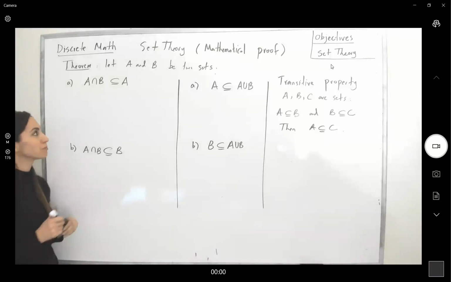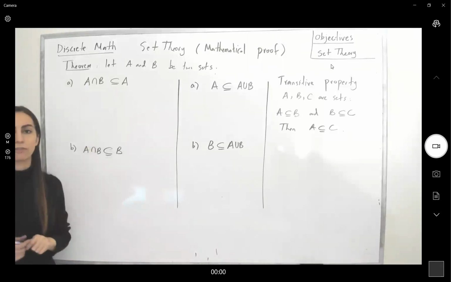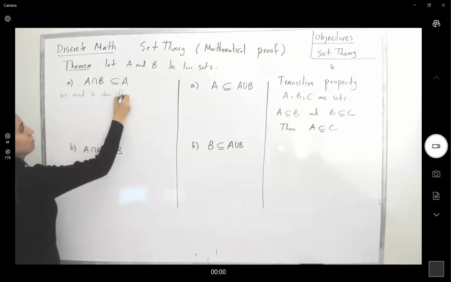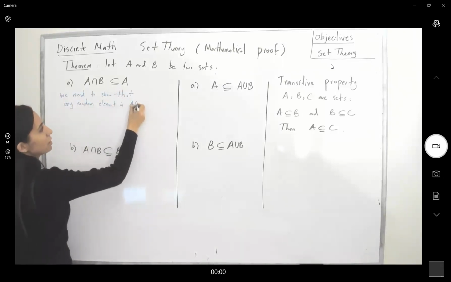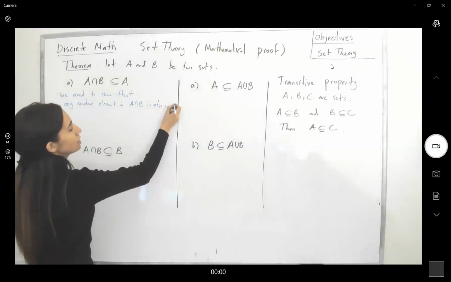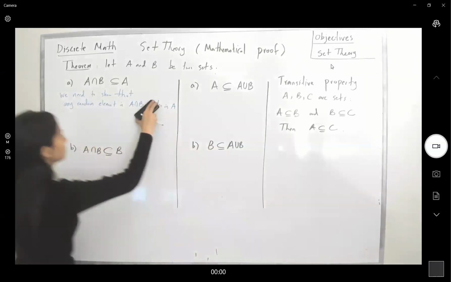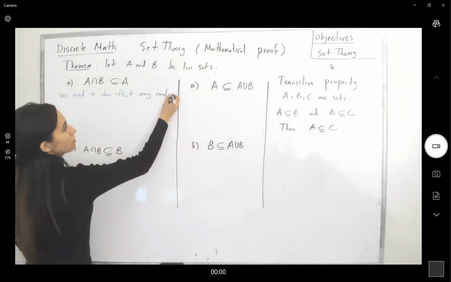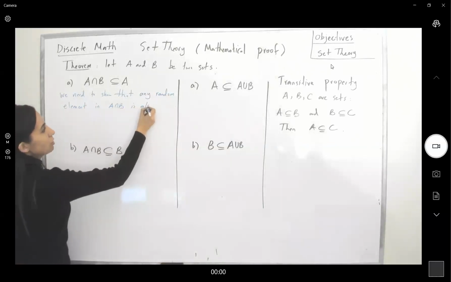But how do we prove this? To prove that A intersection B is a subset of A, we need to show that any random element in A intersection B is also in A.